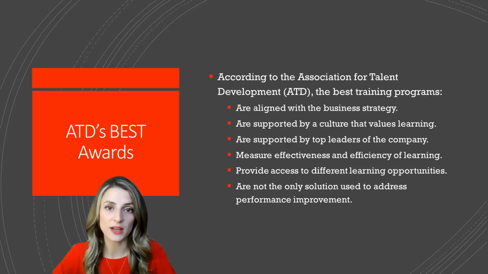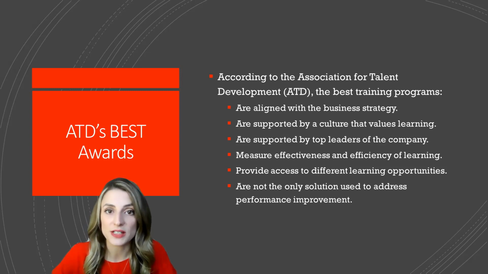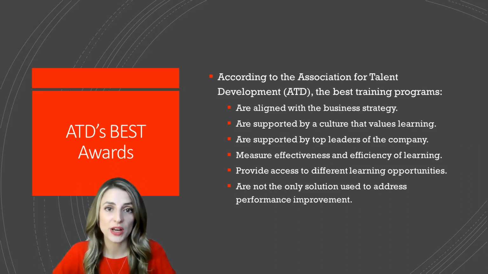One of the most well-respected organizations in the training and development industry is the Association for Talent Development, ATD. They have a list of the country's best training programs, and from that list, they identify a set of shared characteristics. I have some of those characteristics here on the screen. The best training programs are aligned with the business strategy, the business goals, its values, its culture. And this culture is supportive of learning and transfer of training.